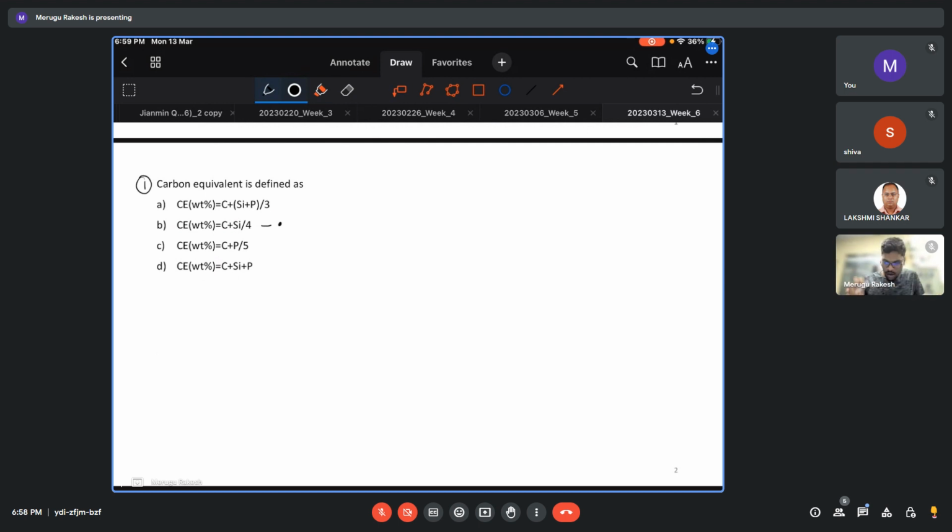Okay. So actually, it is not by 4. It is carbon plus silicon by 3, and in some cases phosphorus by 3. By 3 is the factor. So option A is the correct answer.